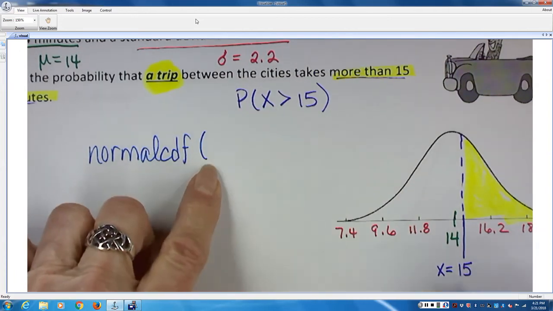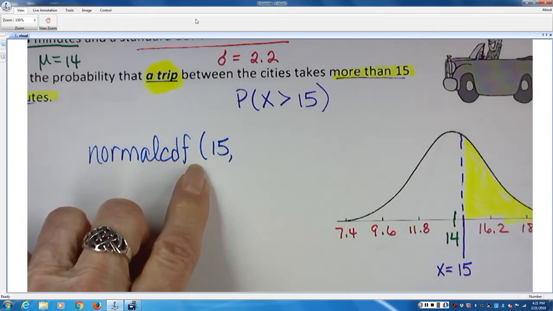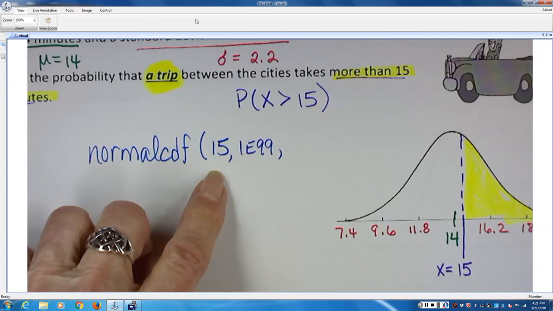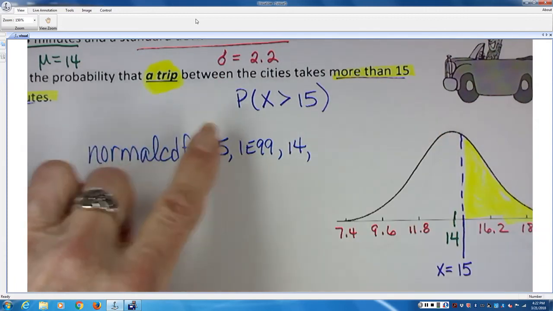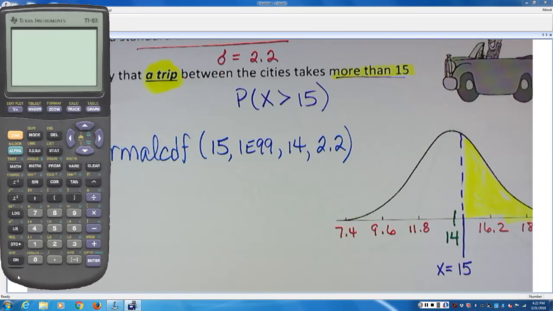So normal CDF, the low is 15. The high is going to be infinity, which I guess means you'd never get to city B. The mean is 14, and the standard deviation is 2.2. And that probability is 0.3247.